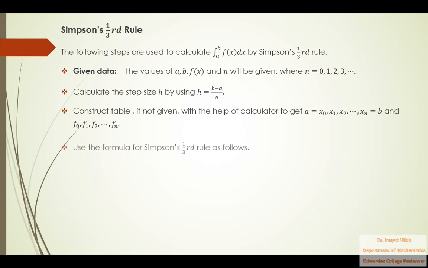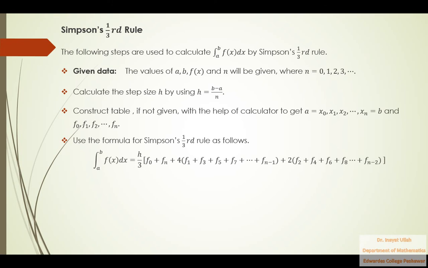The fourth step is different because it contains the formula for Simpson's 1/3 rule. The formula for Simpson's 1/3 rule is different from the trapezoidal rule, and it is this: the approximate value of this definite integral by Simpson's 1/3 rule will be equal to h by 3.